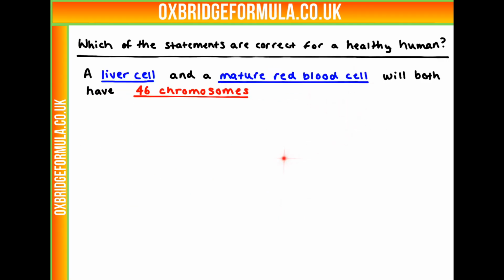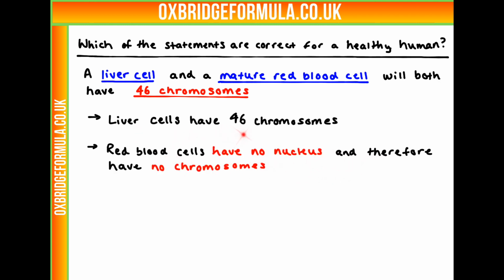Our second question. We've got a liver cell and a mature red blood cell will both have 46 chromosomes. So for this question, have a think about the function of the cells and what they may or may not need to carry out that function. Well, our liver cell is going to be our standard body cell. It's going to have 46 chromosomes. However, our red blood cells, their only purpose is for carrying oxygen. They don't need any genetic material and so have no nucleus and therefore have no chromosomes. So we can say that this statement is false.